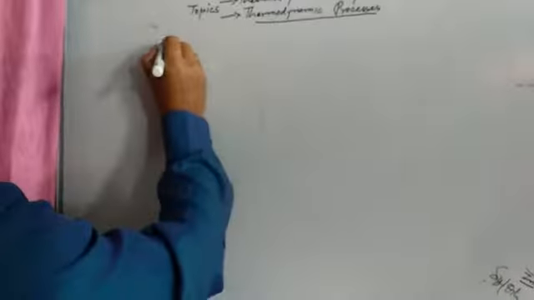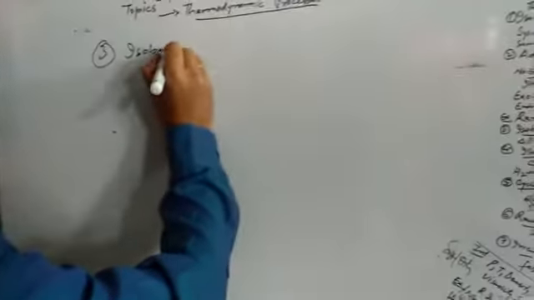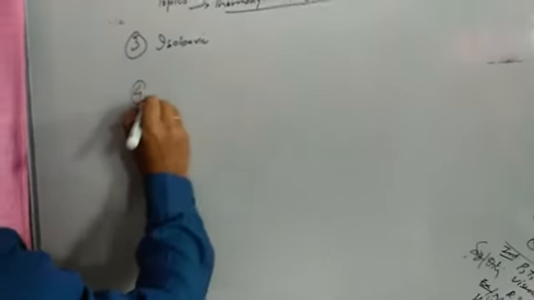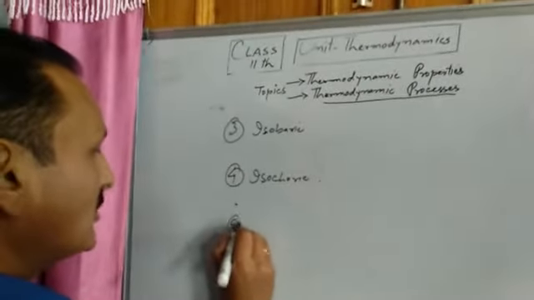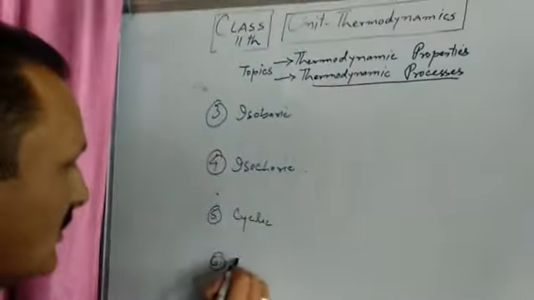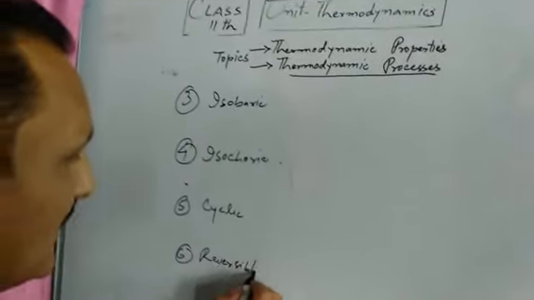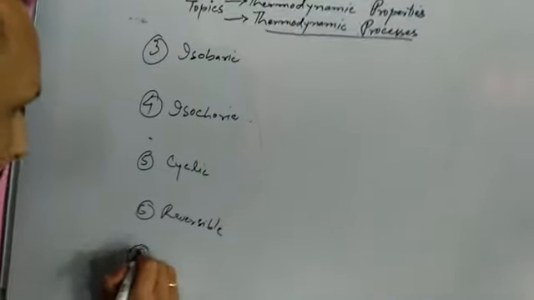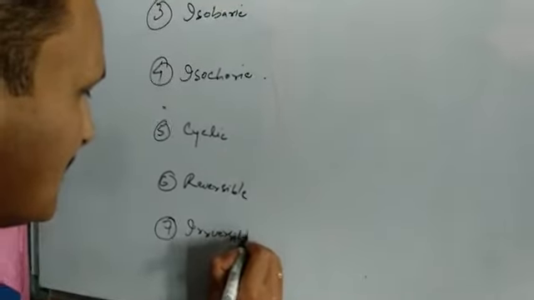Now coming to the third type of thermodynamic process, that is the isobaric thermodynamic process. Isobaric, then we have isochoric, then we have cyclic thermodynamic processes, then I have reversible thermodynamic processes, and finally we have irreversible. Let me throw light on all these processes.